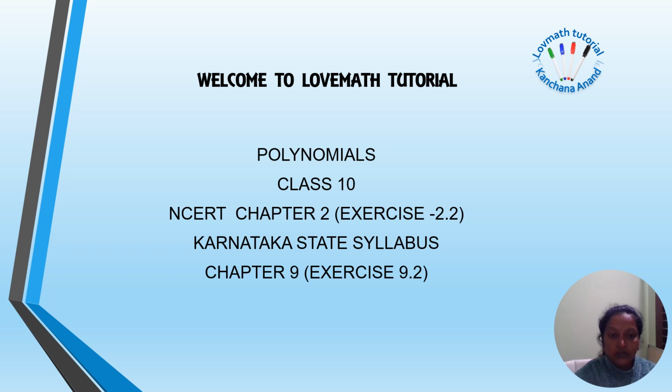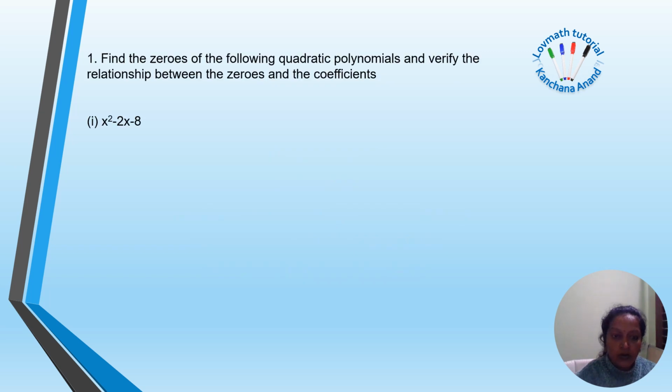Today we are going to discuss another part of polynomials, that is exercise 2.2 of polynomials. So let us start the exercise. In this exercise, the first question is: find the zeros of the following quadratic polynomials and verify the relation between the zeros and the coefficients.